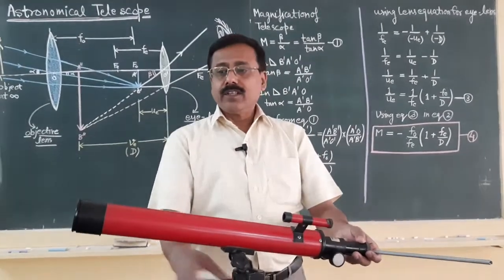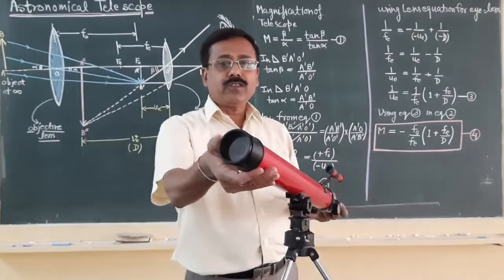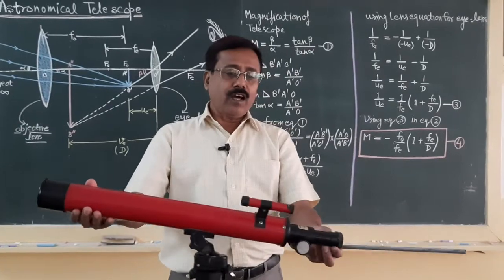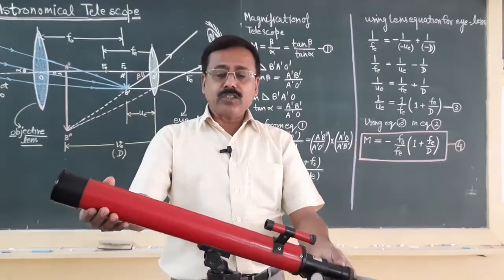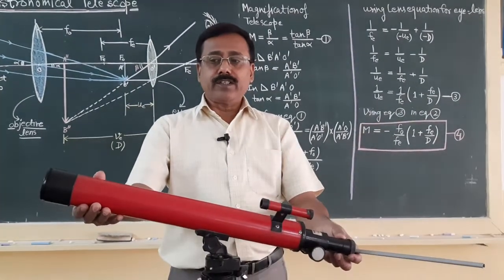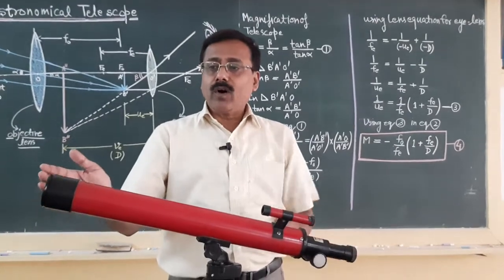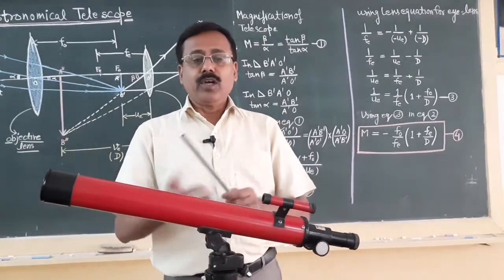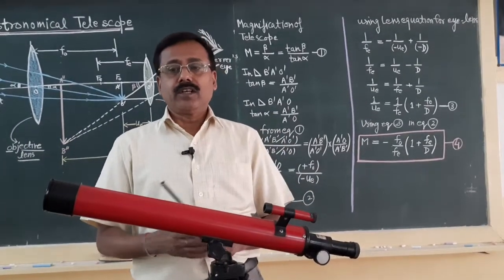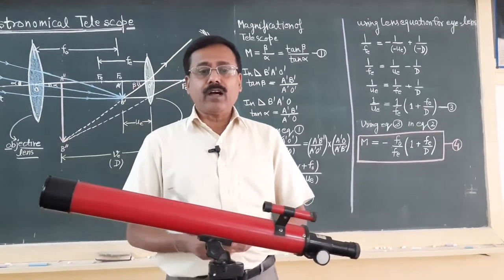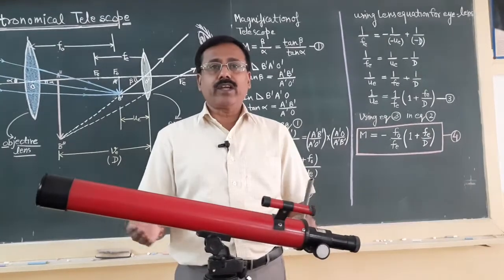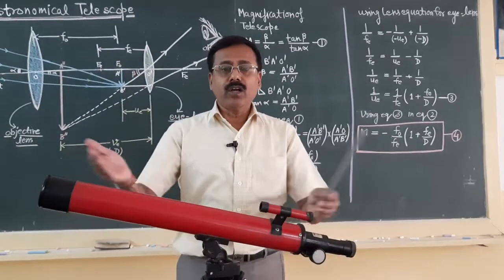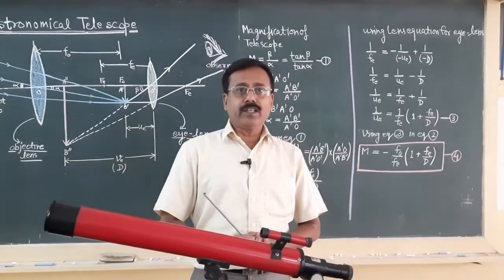You can see this is the objective lens facing the object, and this is the eye lens facing the observer. The inclination of this tube we can adjust, and the distance between the objective lens and eye lens is also adjustable. So we will discuss with the help of a ray diagram the construction, working, and finally we will derive the expression for magnification for this astronomical telescope.